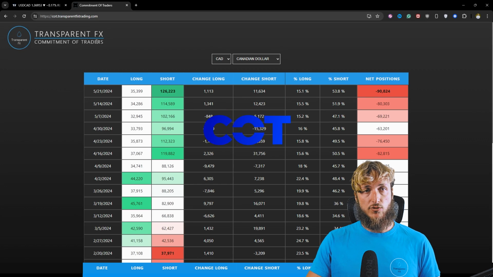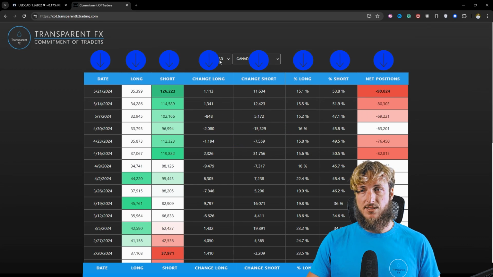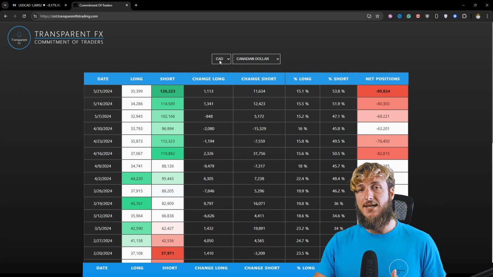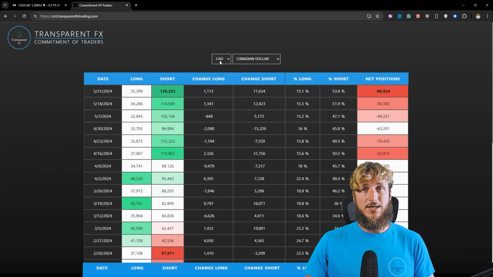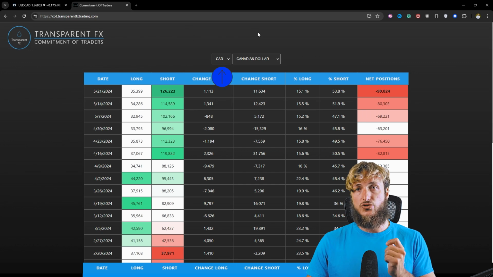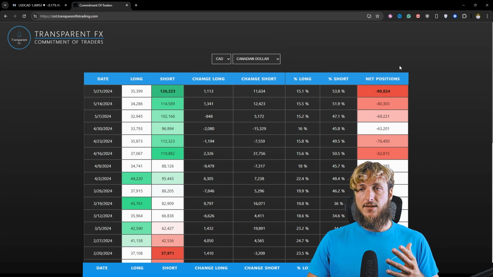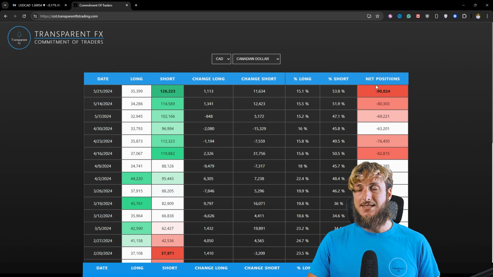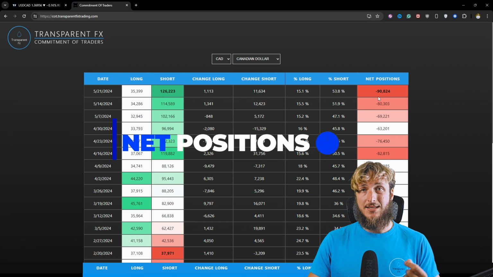To do that, we have to check the Commitment of Traders data, precisely on the CAD. Now, the first thing to keep in mind is that when we're looking at the data for the CAD, we're actually already looking at CAD USD, because all currencies on the spot are traded against the USD. And in this case, what we can notice is that net positions have massively decreased.